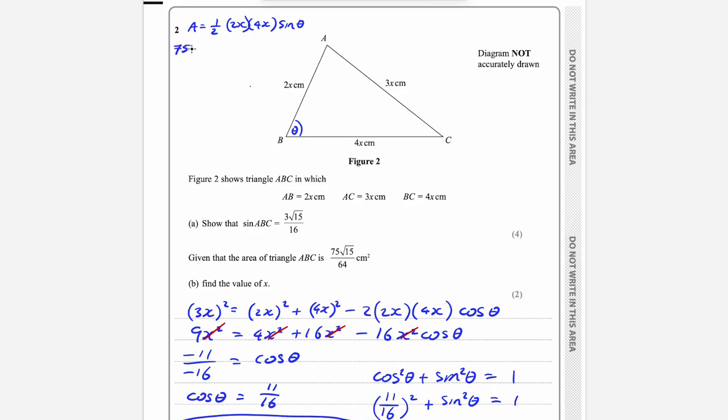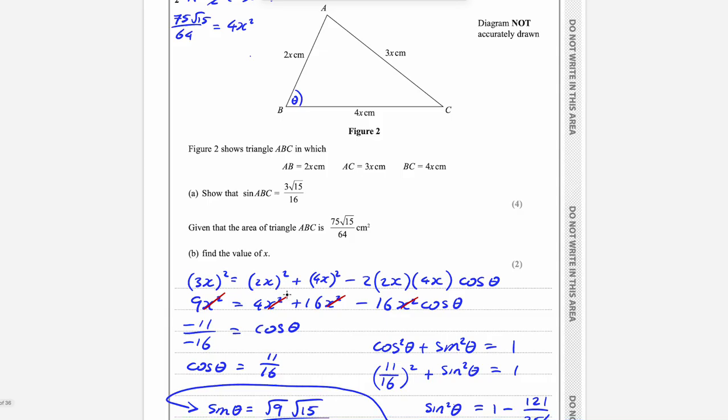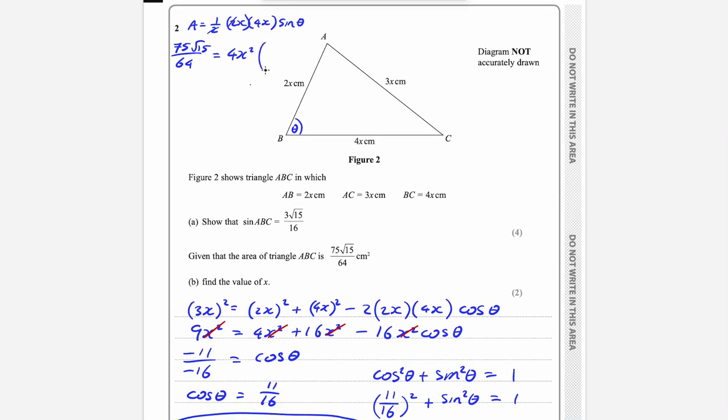It's 75 root 15 over 64 equals a half 2x times 4x. Let's cancel these 2's, so it's just going to be 4x squared. Sine theta, we now know, is 3 root 15 over 16. I can divide by 4, 1 and 4. I can divide both sides by root 15, and that means they are gone.